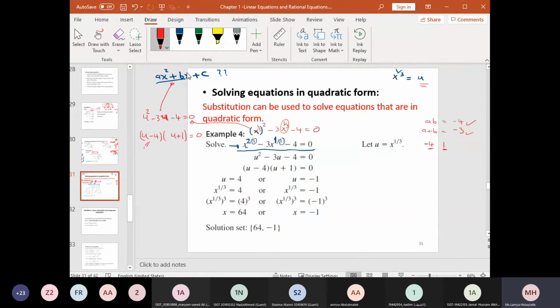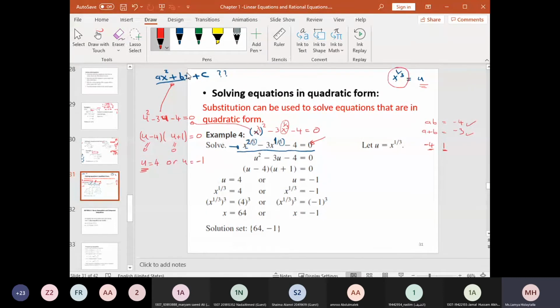So either this part is equal to 0 or this part is equal to 0. So u is equal to 4 or u is equal to -1. Okay, but is it the solution of this equation? No, because it's not u. My equation was in x to the power 1 over 3, but there is a relation between u and this one. So what was the u? I substituted u as x to the power 1 over 3.